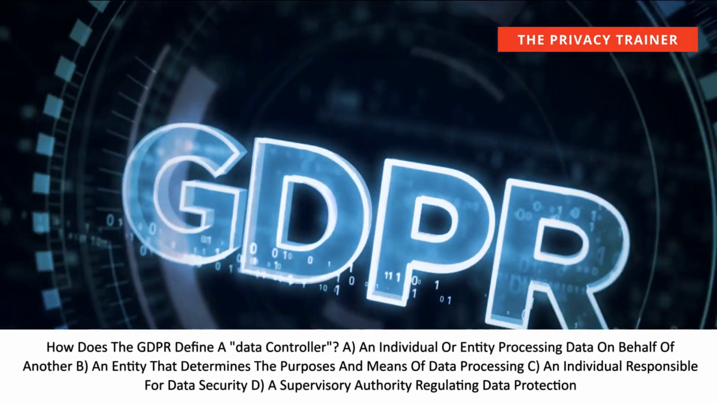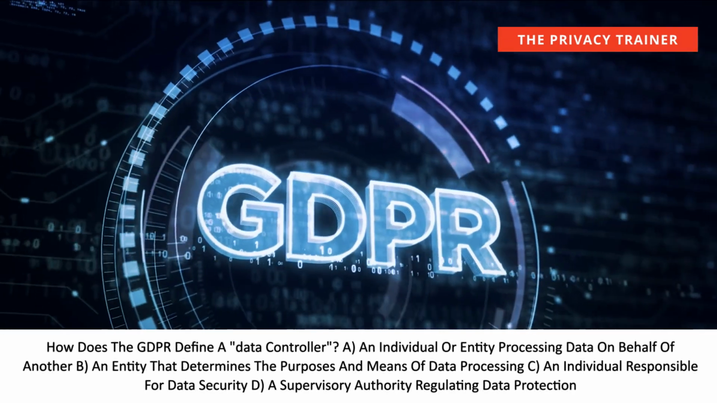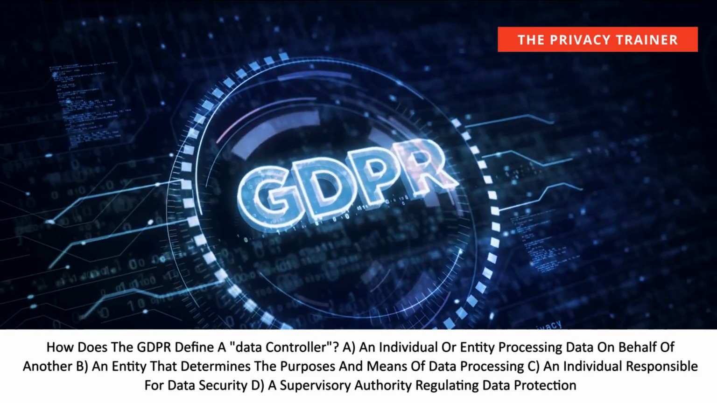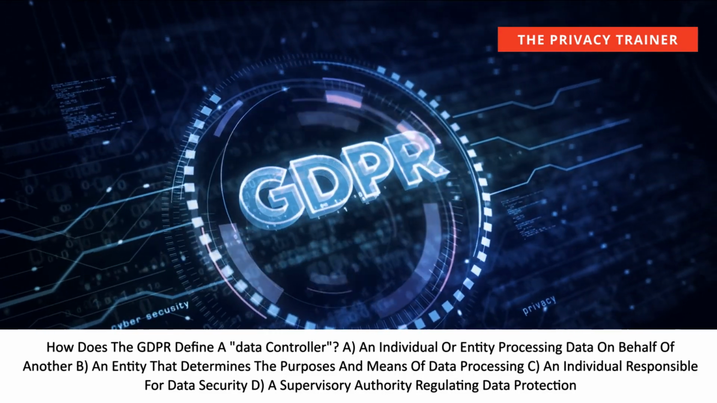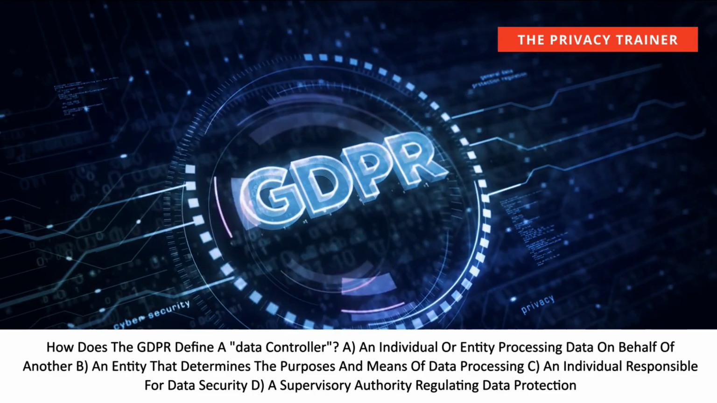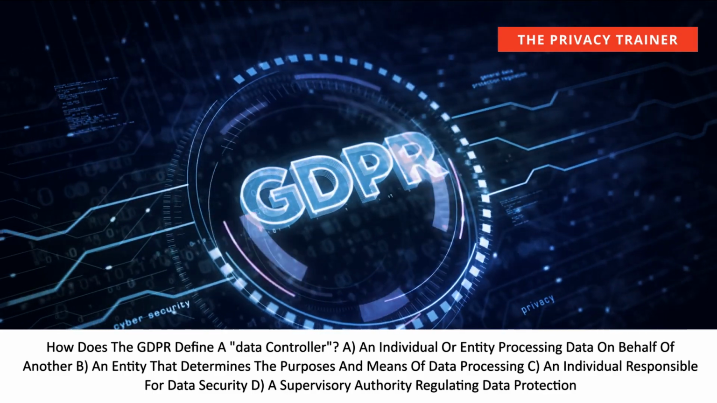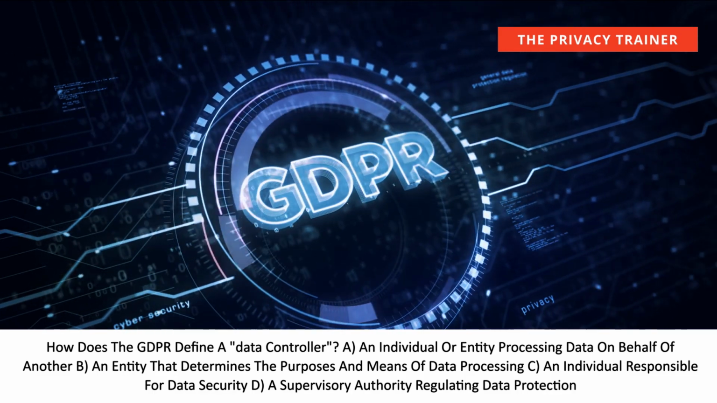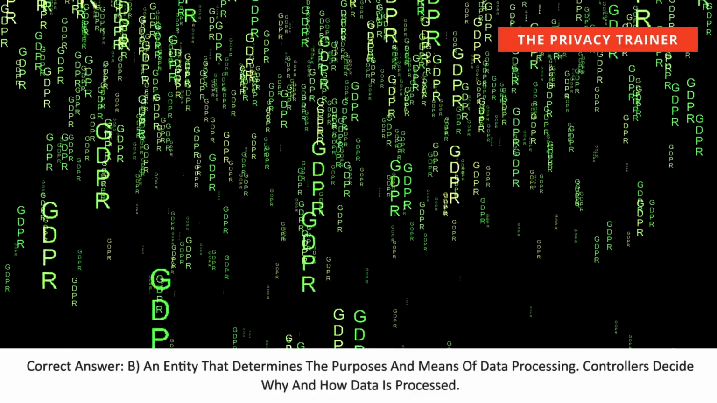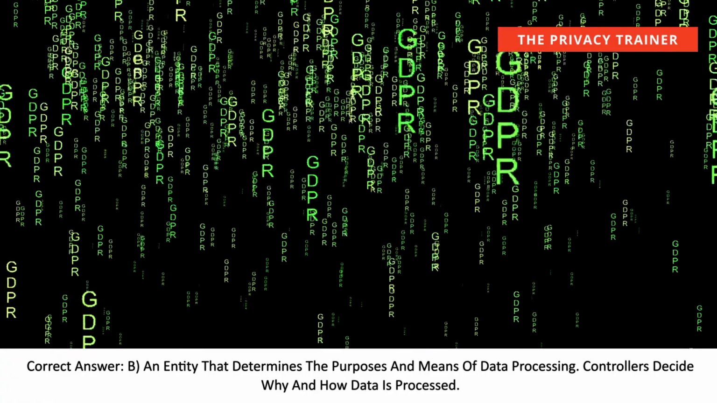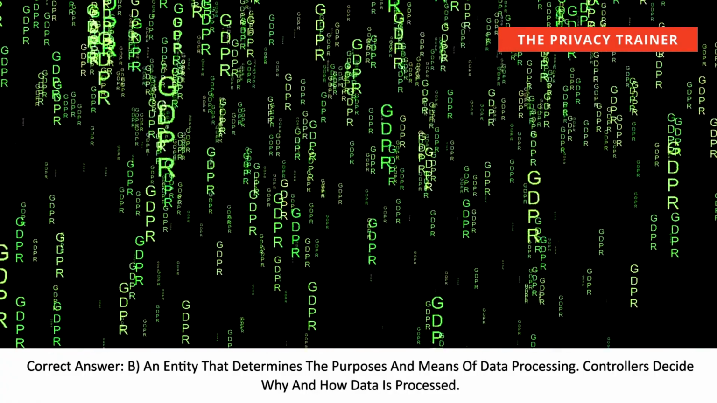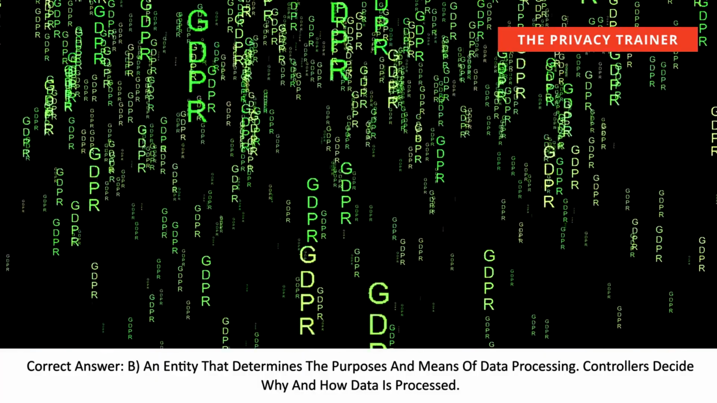How does the GDPR define a data controller? A. An individual or entity processing data on behalf of another. B. An entity that determines the purposes and means of data processing. C. An individual responsible for data security. D. A supervisory authority regulating data protection. Correct answer: B. An entity that determines the purposes and means of data processing. Controllers decide why and how data is processed.